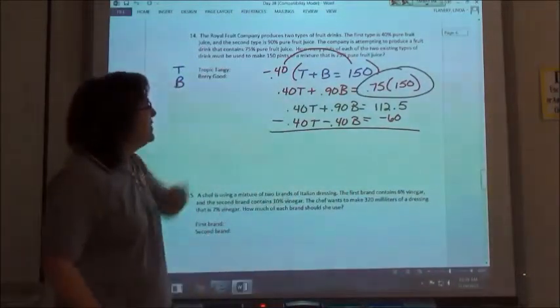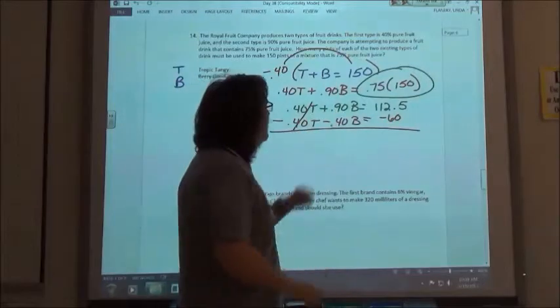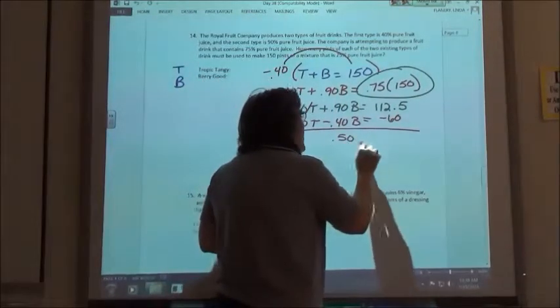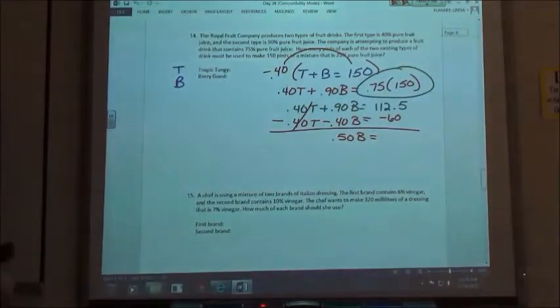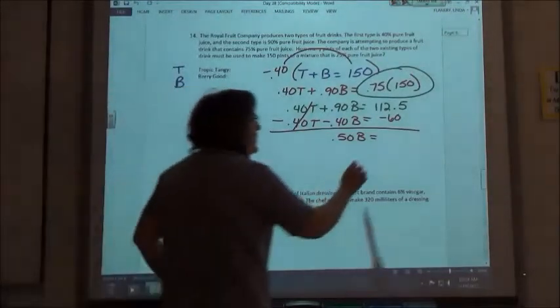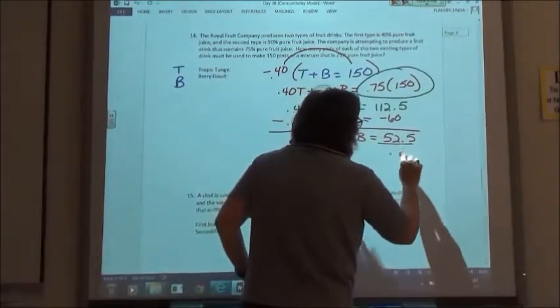I've got opposites in front of my T's. They're going to cancel out. 90% minus 40% would be 50%. And then I'm going to do 112.5 minus 60, which is 52.5. And then I'm going to divide that by 50%.